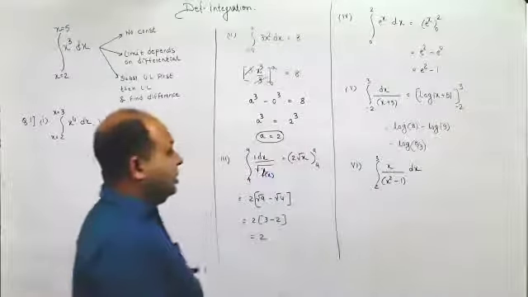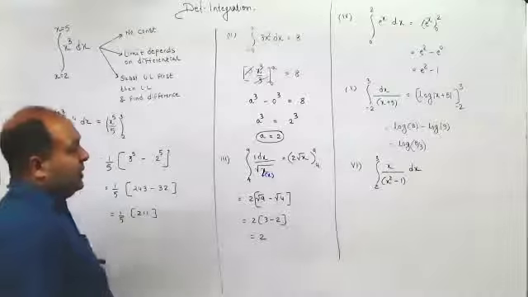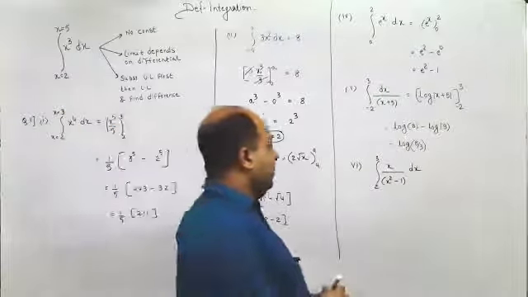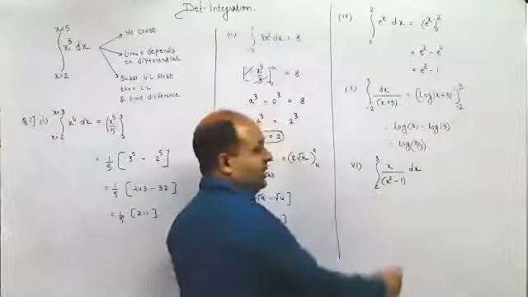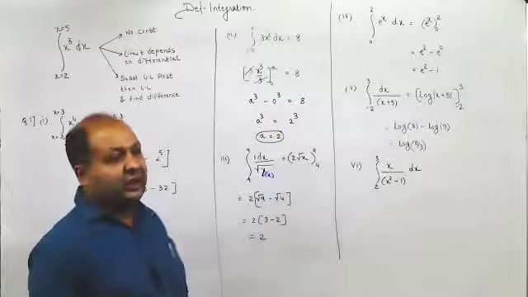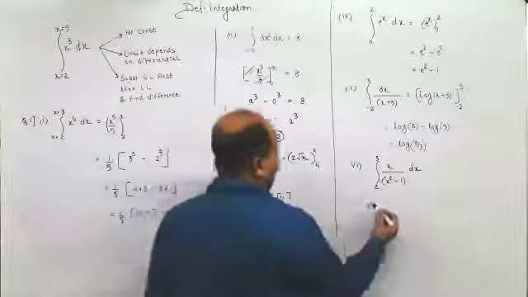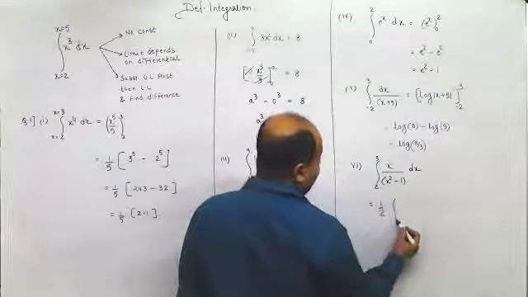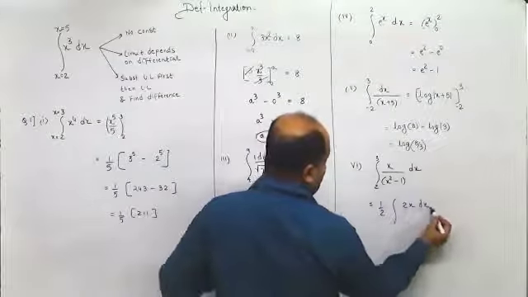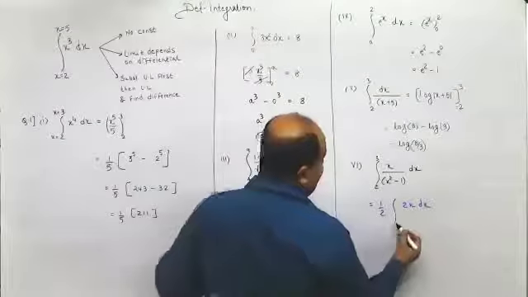This is x upon x square minus 1. If you treat this as an indefinite integration problem, if you see this is linear, this is quadratic, I'll try and get the derivative of the denominator in the numerator. For that, I'll multiply and divide with 2.